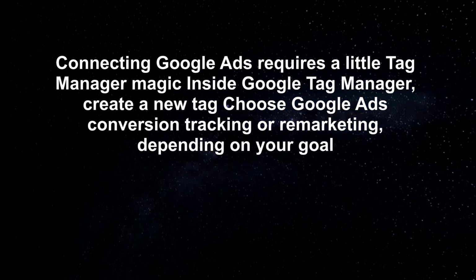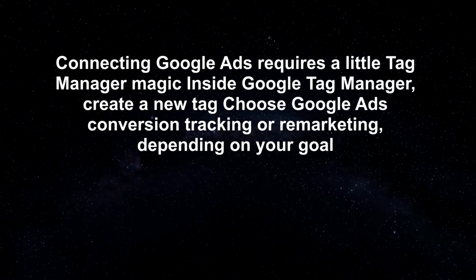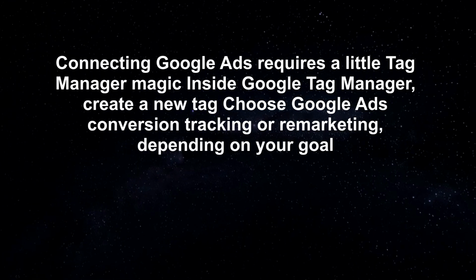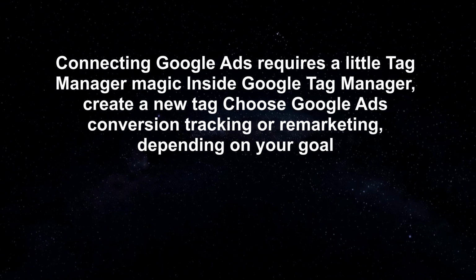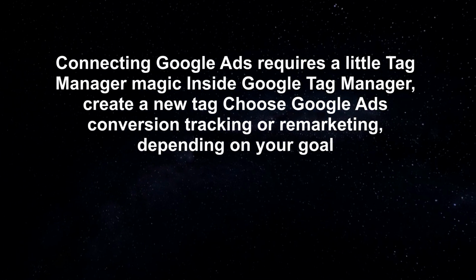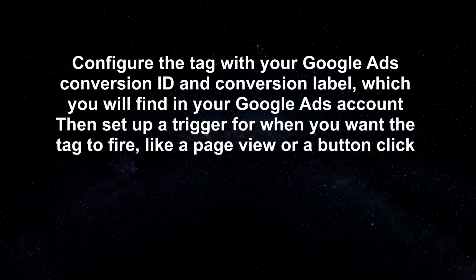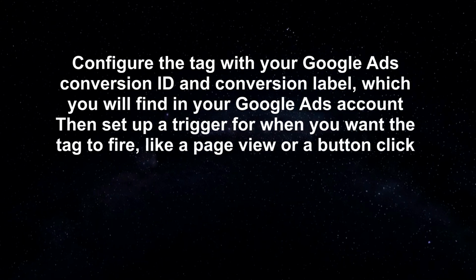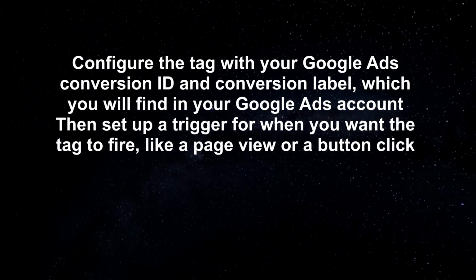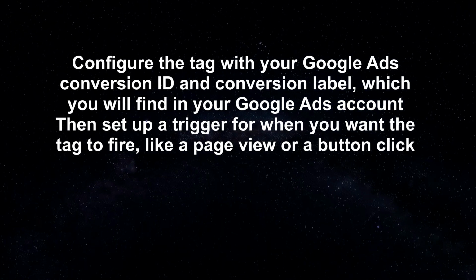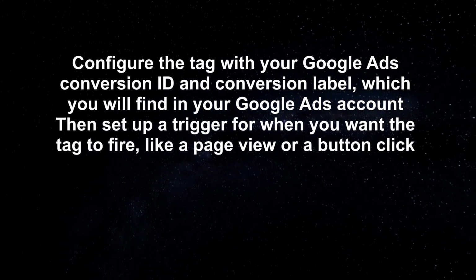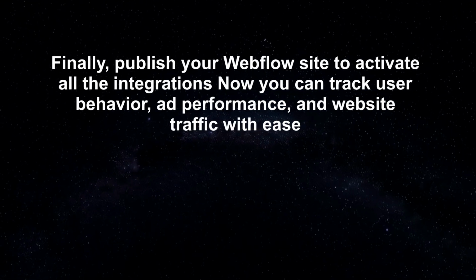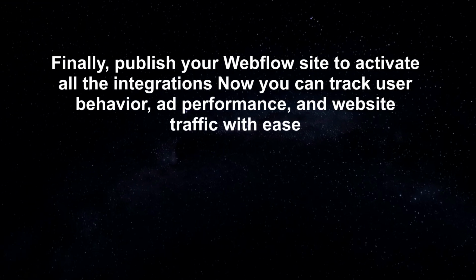Connecting Google Ads requires a little tag manager magic inside Google Tag Manager. Create a new tag. Choose Google Ads Conversion Tracking or Remarketing, depending on your goal. Configure the tag with your Google Ads Conversion ID and conversion label, which you will find in your Google Ads account. Then set up a trigger for when you want the tag to fire, like a page view or a button click. Finally, publish your Webflow site to activate all the integrations.